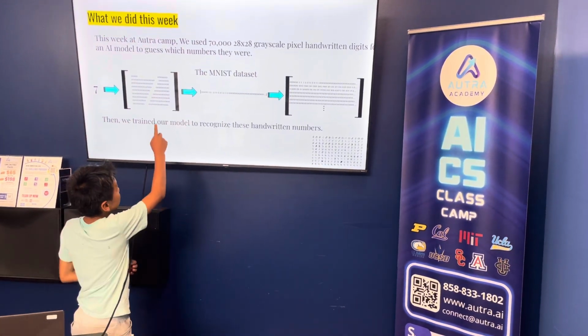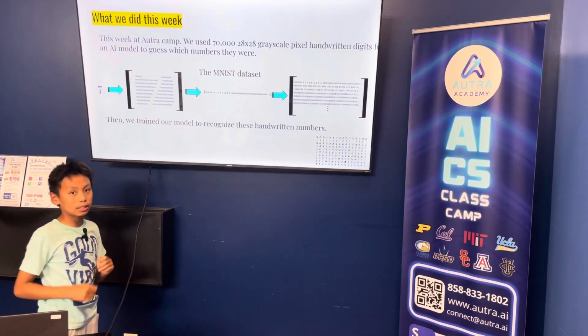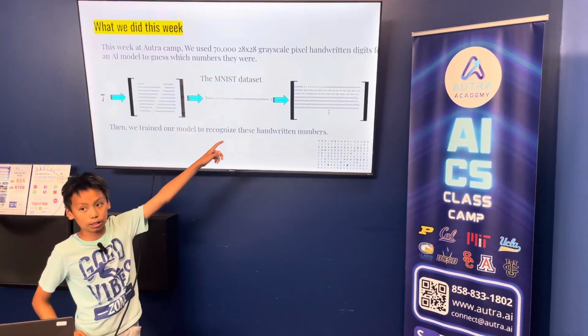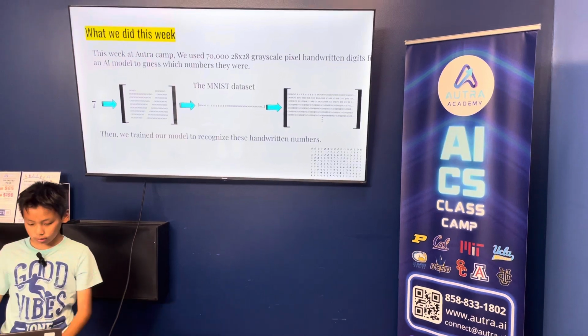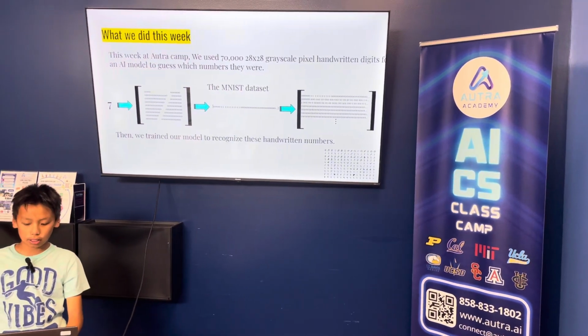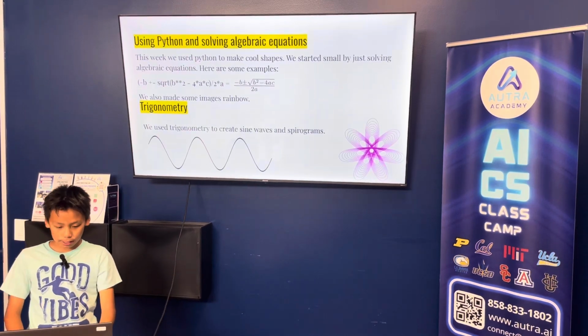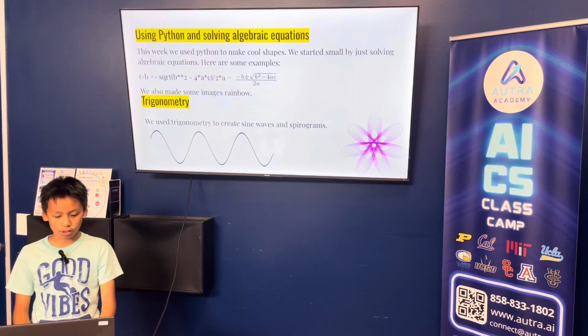Then we turned this into one line of binary, or a 1 by 784 matrix. Then we stacked 70,000 images on a matrix like this. Then we trained our model to recognize handwritten digits. We used Python and solving algebraic equations using Python.